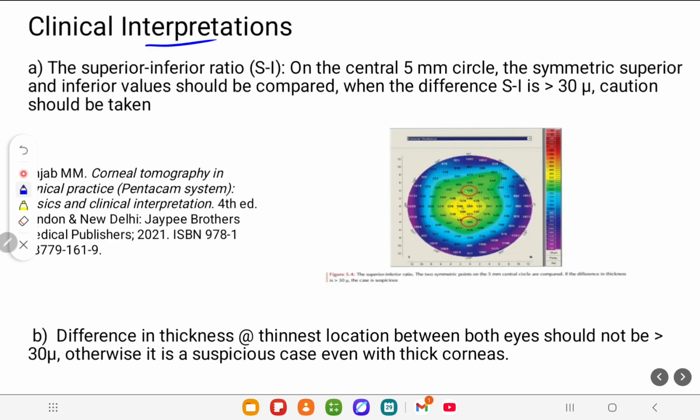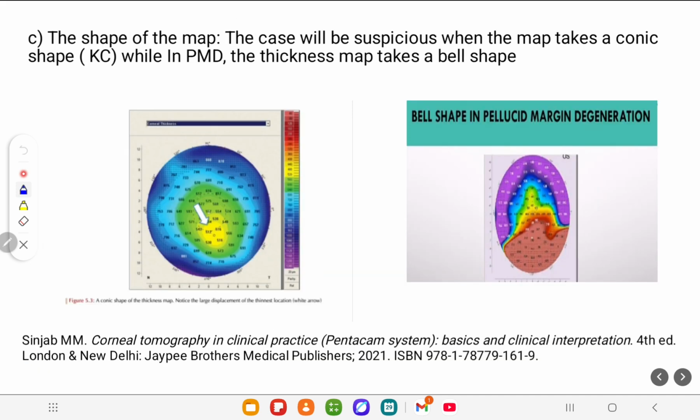So the clinical interpretation is that the superior inferior ratio on the central 5 mm, the superior and inferior values should be compared, and if the difference of superior inferior values is 30 micrometers, caution should be taken. If there is a difference of 30 micrometers, then we definitely think there is some problem going on like keratoconus or anything. The difference of thinnest and thickest location between the two eyes should not be greater than 30 micrometers. That's the rough idea.